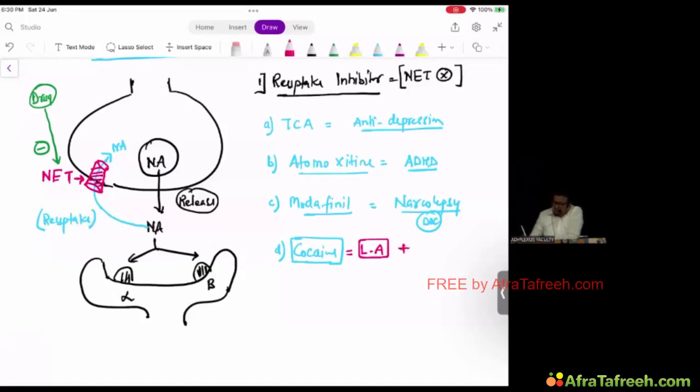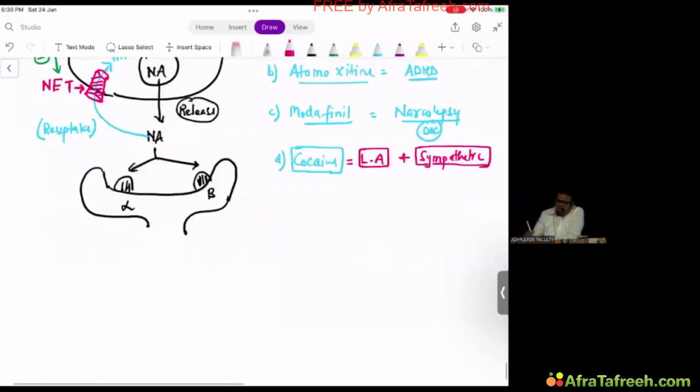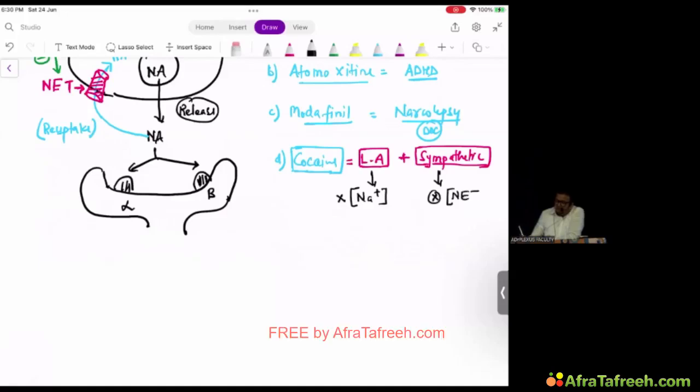Plus, it is a sympathetic drug. So it has two actions. It's a local anesthetic, plus it is sympathetic. Local anesthetic means the drug is a sodium channel blocker. All local anesthetics have only one mechanism, to block sodium channels. And sympathetic, the drug is a NET inhibitor, a reuptake inhibitor. So it blocks sodium channels on nerves, local anesthesia, and it blocks the reuptake of Na, increasing Na, sympathetic action.